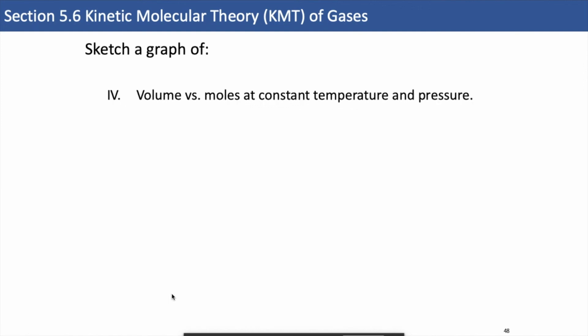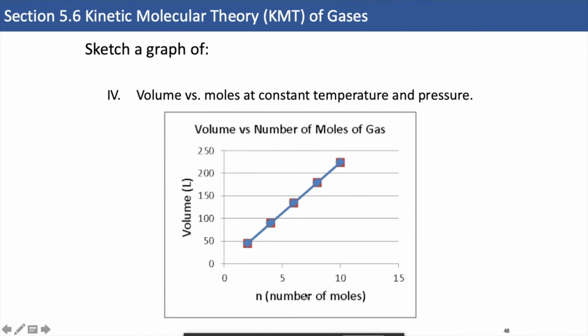What about moles versus volume at a constant temperature and a constant pressure? Again, a graph of volume versus moles, you can see it's a nice straight line. And that straight line is going through when the volume is 0, the number of moles is 0. It would continue if we kept going.